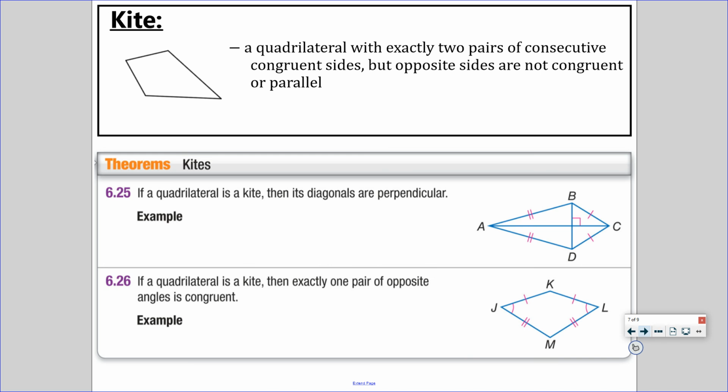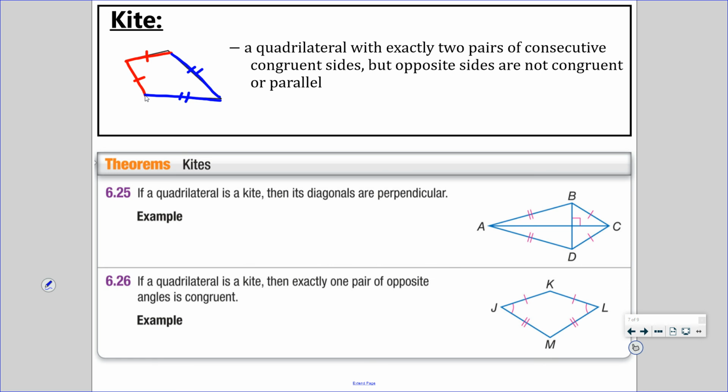Here are their characteristics. Their consecutive sides are congruent. So this side and this side, I should say a pair of consecutive congruent sides and a second pair of consecutive congruent sides. So it looks like that. That's what it's saying here. Exactly 2 pairs of consecutive sides are congruent. So note, the opposite sides are not congruent, nor are they parallel. Okay, that's what a kite is.